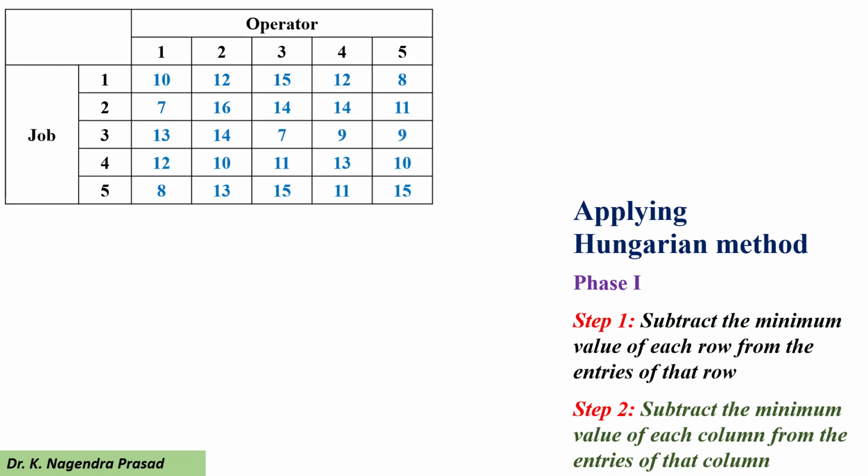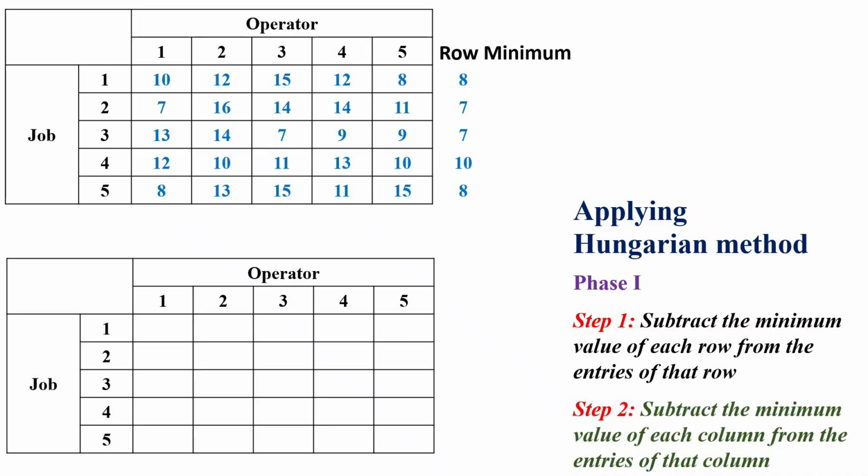So in this regard, first we have to find the minimum value of each row. In the first row, minimum value is 8. In the second row, minimum value is 7. Third row, minimum value is 7. Fourth row, minimum value is 10. And in the fifth row, minimum value is 8. So next we have to subtract this minimum value of each row from the entries of that row. Now write down the new table.